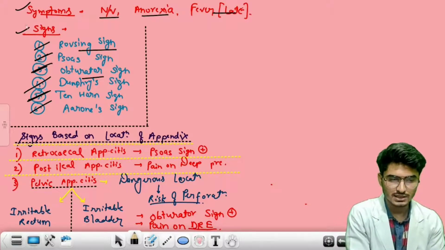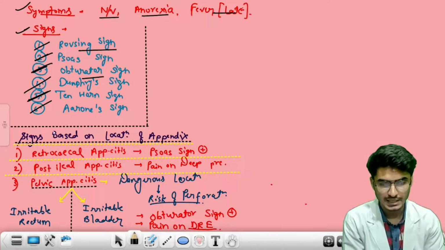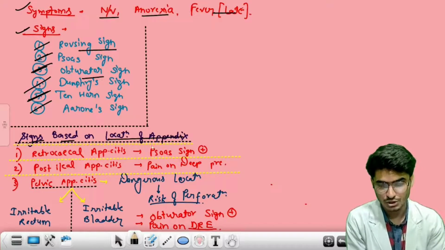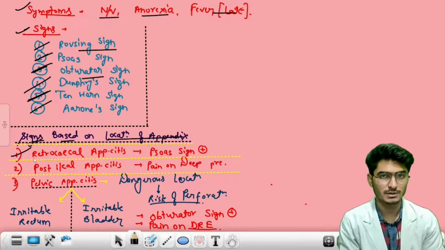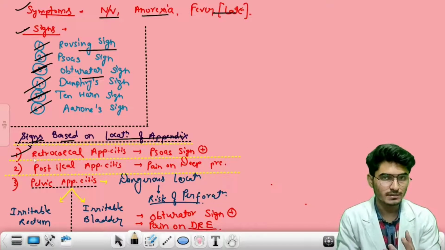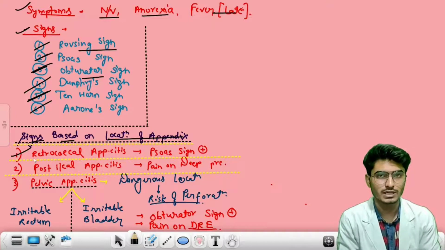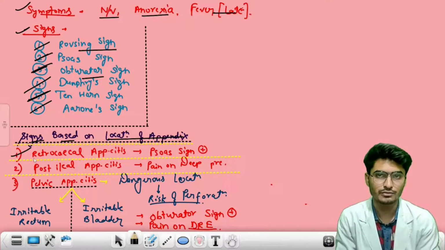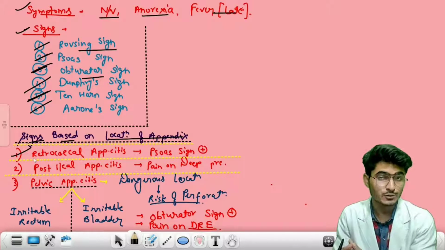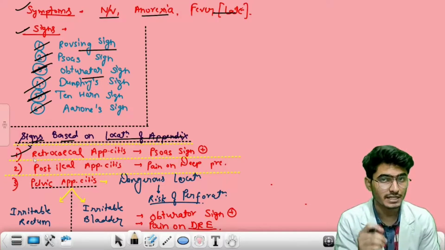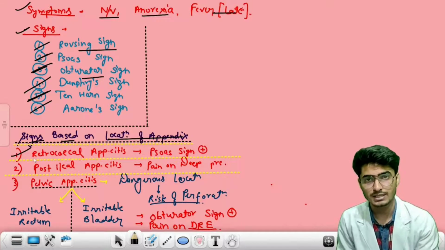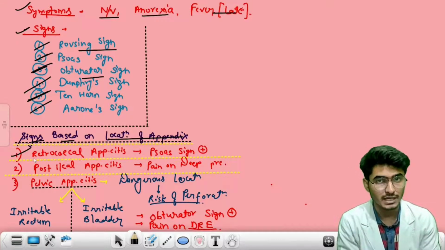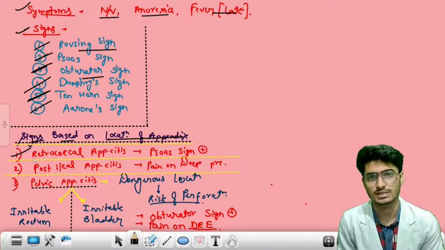Okay, so these are the signs, followed by the signs based on the location of the appendix. The first one is retrocecal appendicitis. As we have discussed, that is present behind the cecum, and if we go for hyperextension of the right hip joint, it causes pain at the right iliac fossa because of compression of the inflamed retrocecal appendix by the psoas muscle.